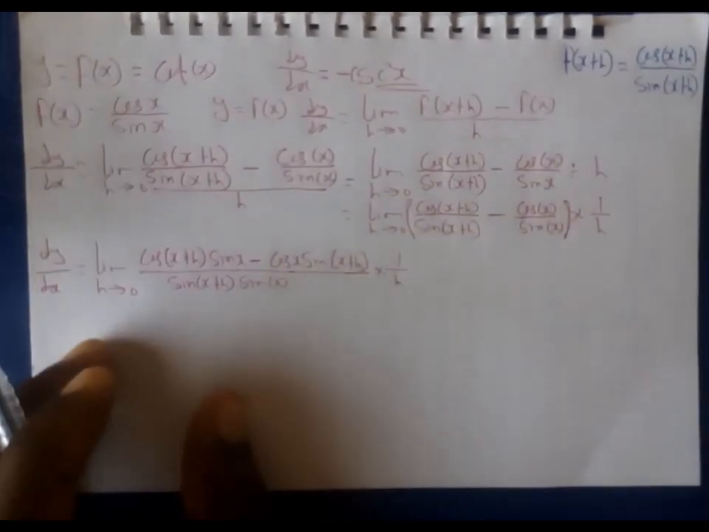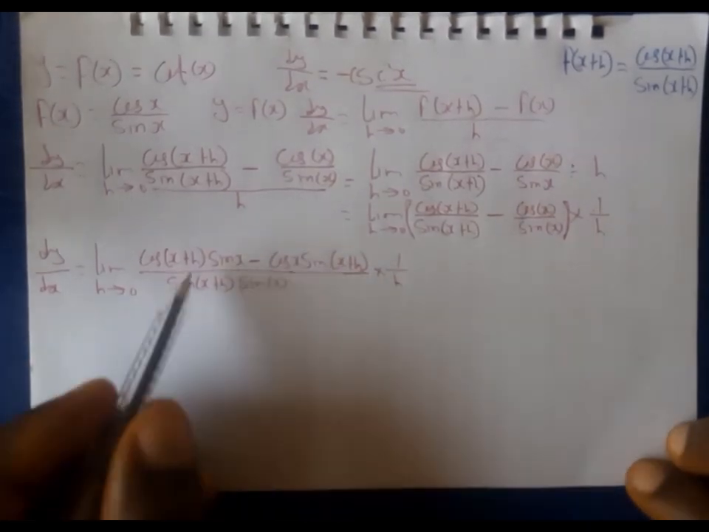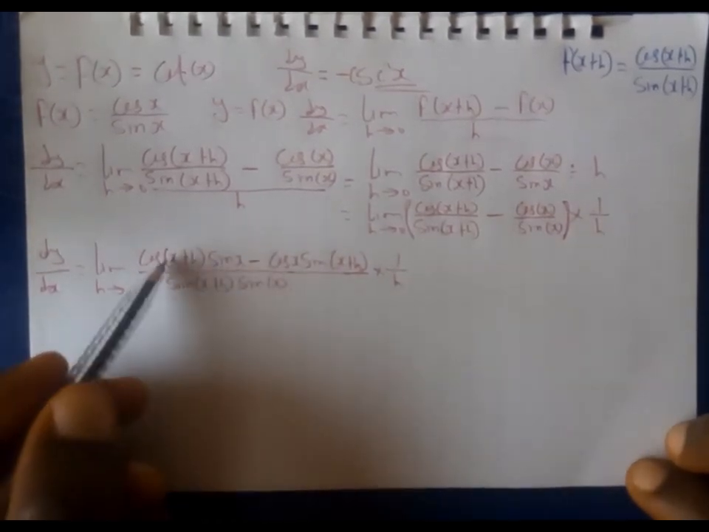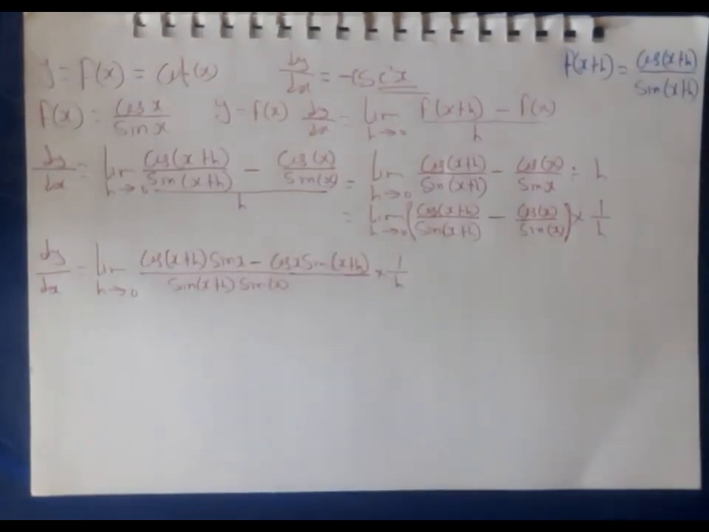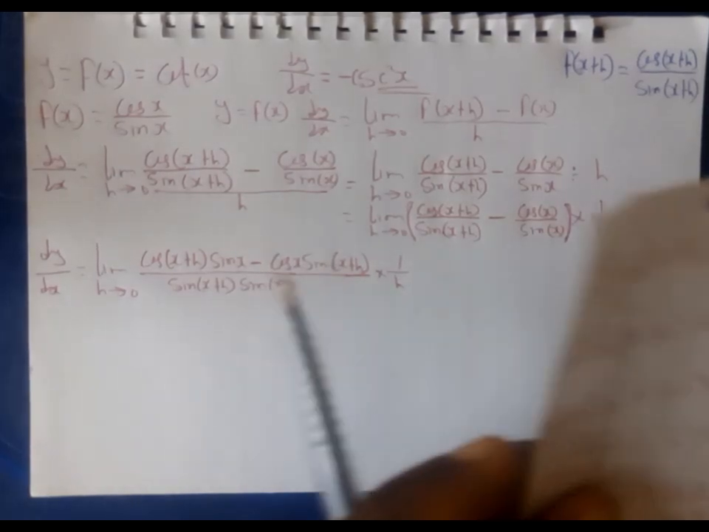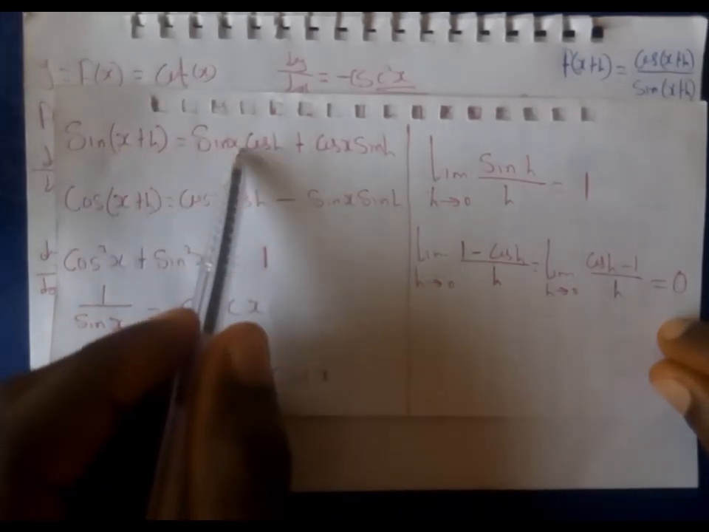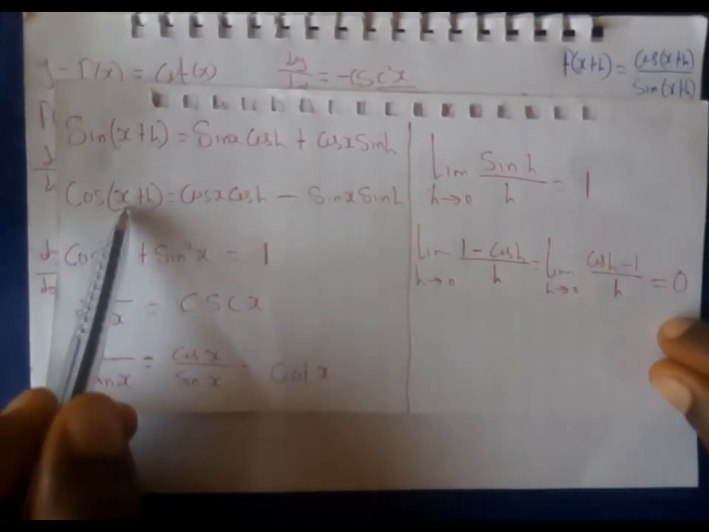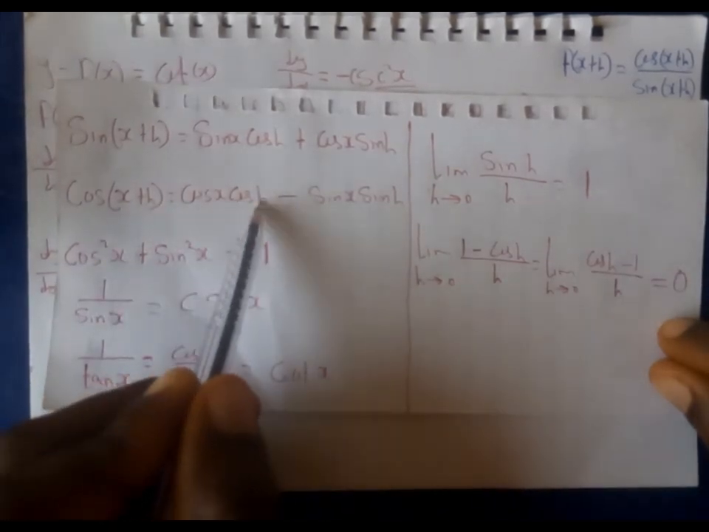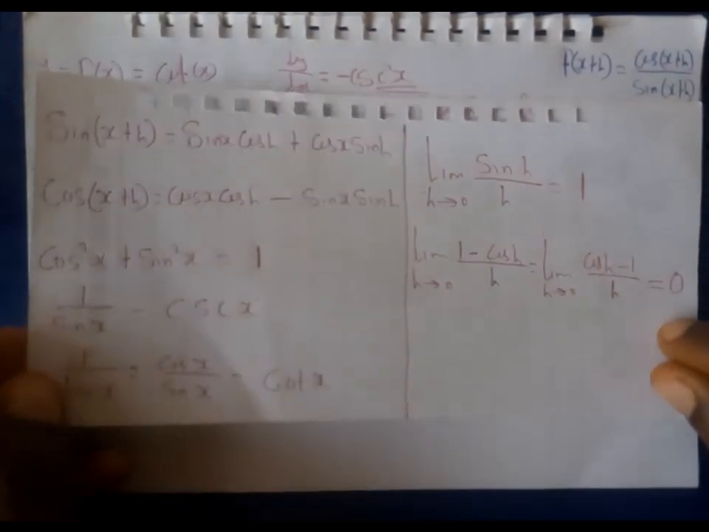Okay. Now, the goal at this point is to simplify this numerator. Cosine of x plus h and sine of x plus h, we need to expand them. And to expand it, we need to use some of our trigonometric identities. And this is the one we'll be considering using. The sine of x plus h is sine x cos h plus cos x sine h. And the cosine of x plus h is cos x cos h minus sine x sine h. So those are the two substitutions we'll be considering using.